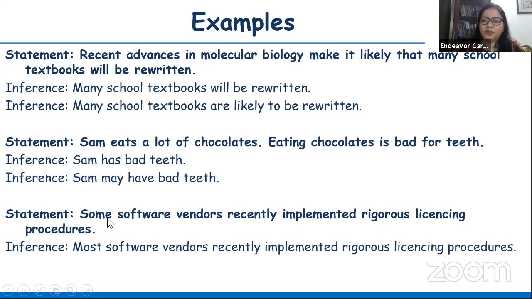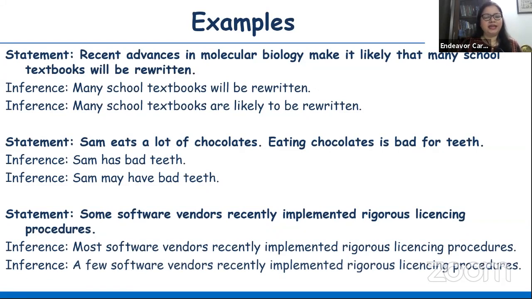If my term given here were an all, if the quantifying word were an all, then I can very well withdraw a most from an all, a some from an all, and a many from an all, or even a few from an all. But can I infer most, which is a bigger term, from some? Definitely not, correct? Can I infer an all from a most? Definitely not, right? If a most were given, I could infer some or many or even few, correct? So obviously this is incorrect. A few software vendors recently implemented rigorous licensing procedures. This is correct, okay? Let's take this learning ahead.